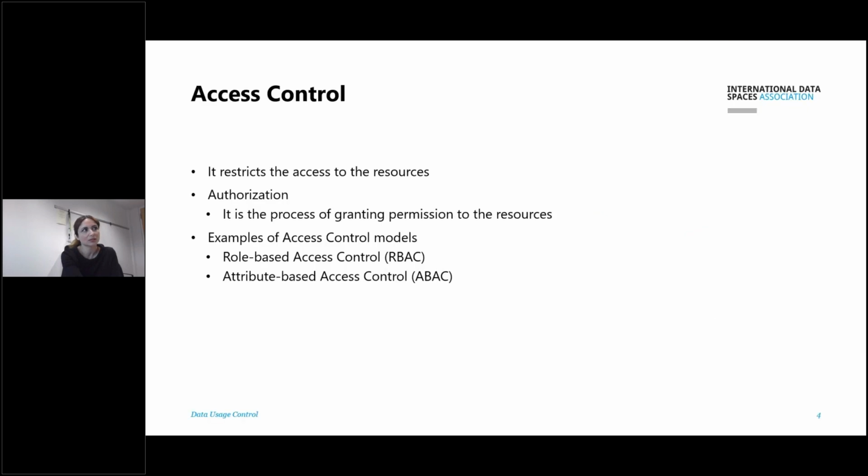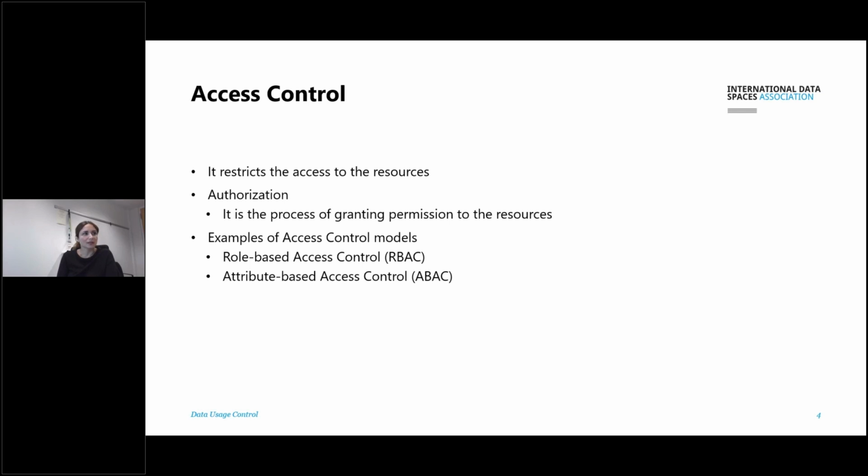So let's start with what is access control. It restricts the access to the resources. So always when we are talking about access control, it is about authorization. The authorization is the process of granting permission to the resources. There are different models defined for access control, for example, role-based access control. For role-based access control, of course, we check whether a role of a user is what is requested. For example, only administrators can access this data, only developers can access the data, and so on.